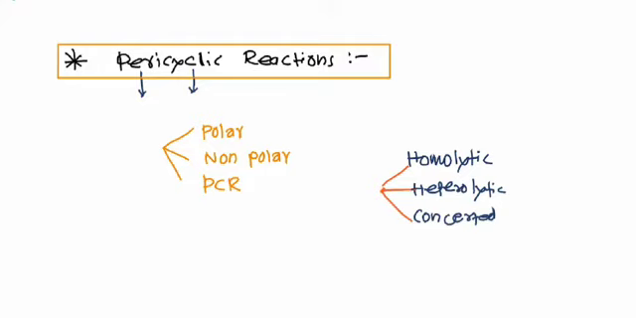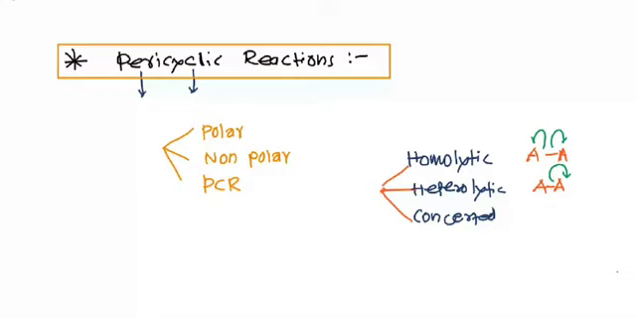Homolytic means you know that breaking of a covalent bond in a similar fashion, that is, the development of radicals. Heterolysis means unequal distribution, likewise this one, with the electrons moving to one atom. Now, what is concerted? Concerted is that type of reaction where in a single step there is bond breaking and bond making taking place.